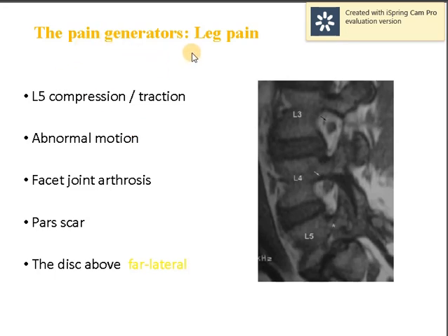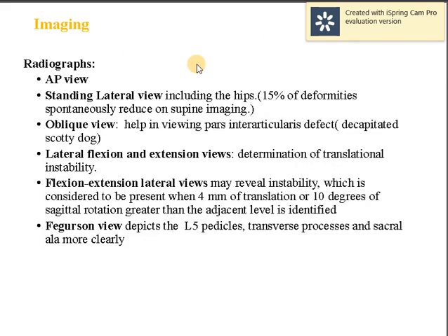There will be pain generators: leg pain like L5 compression, traction, abnormal motion, facet joint arthrosis, pars scar, the disc above, and far lateral disc. Then the radiographs: anteroposterior view, standing lateral view which includes the hips, and oblique view, which helps in viewing the pars interarticularis defect, which as we discussed in the beginning has a Scotty dog appearance. Then the lateral flexion and extension view.